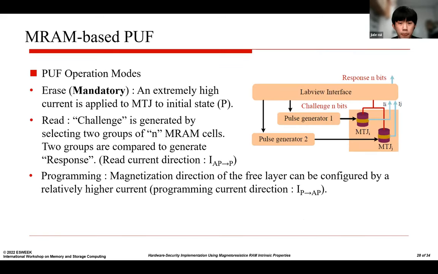The proposed MRAM based PUF has 3 operation modes. Erase is a mandatory mode. In this mode, extremely high current is applied to the MTJ to initialize the state. In read mode, a challenge is generated by selecting 2 groups of cells, and these 2 groups are compared to generate a response. For programming mode, the magnetization of the free layer can be configured by a current, so that the same instance has different responses for the same challenge.